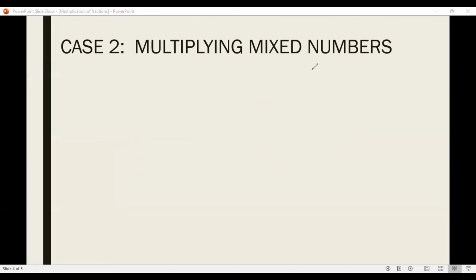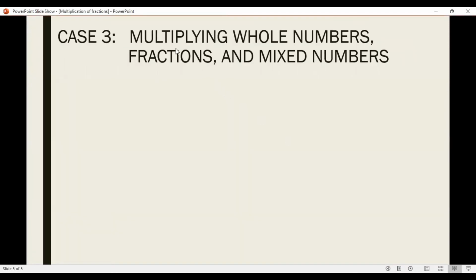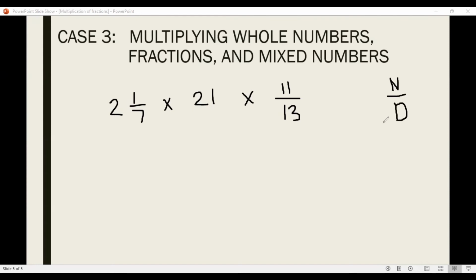Okay, now what about if we have a combination of the 3, like for example, multiplying whole numbers, fractions, and mixed numbers? So this is also a possible case that you might encounter in dealing with fractions. Suppose I have here 2 and 1 over 7, and then I am multiplying this by 21, and then I have, let's say for instance, 11 over 13. Okay, so I have here a mixed number, then a whole number, and then a fraction. So again, the idea is you should have the numerator over the denominator so that we can apply the cancellation process.